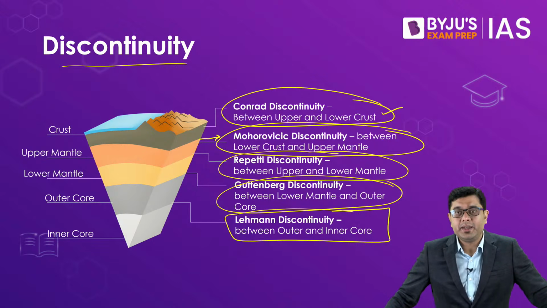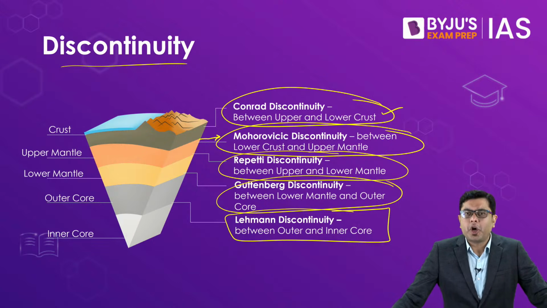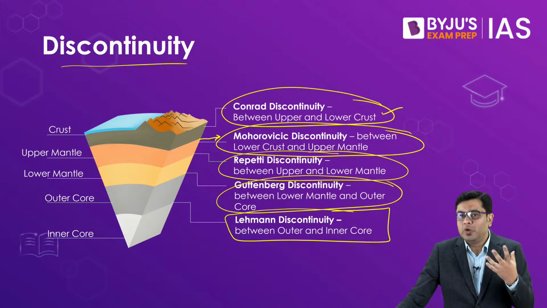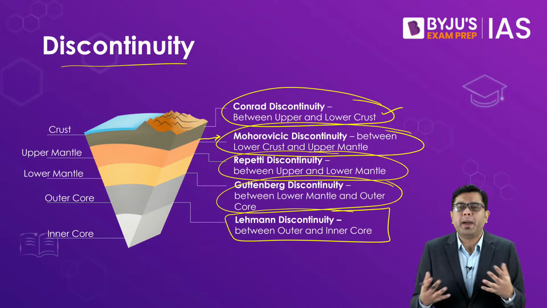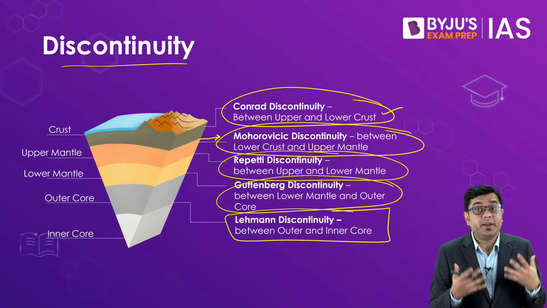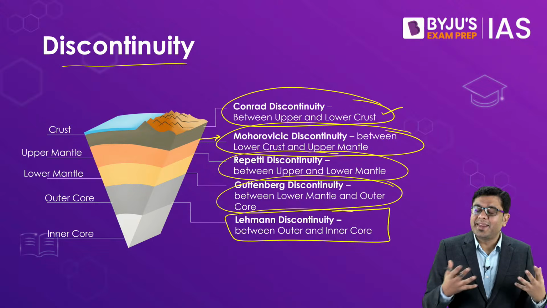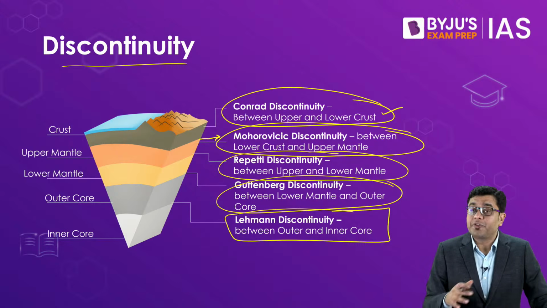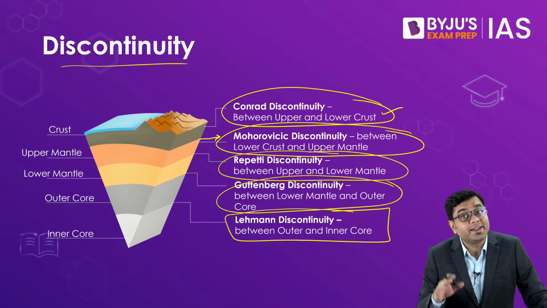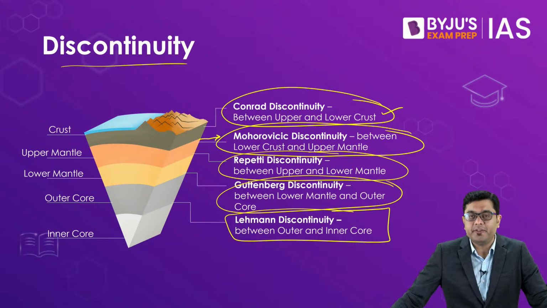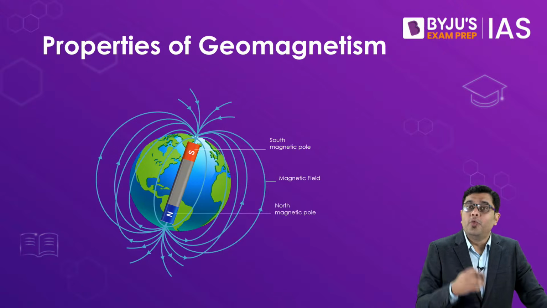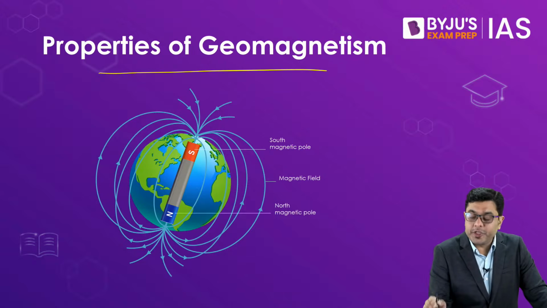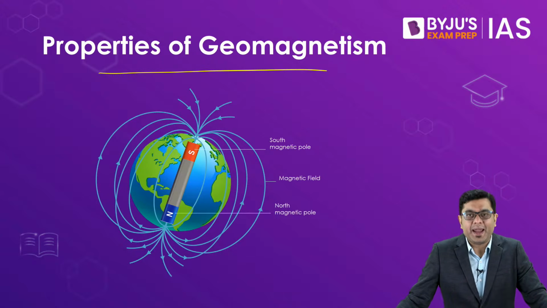Now, when we talk about the region of the core, the outer and the inner core, that is something which is predominated by materials such as iron and nickel. And this iron and nickel have concentrated around the core since the time of formation of the planet itself. Now, this iron and nickel, that is what subtends the property of geomagnetism on the planet.